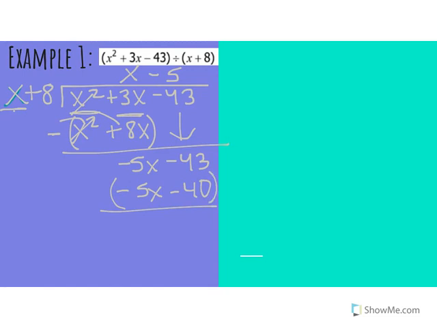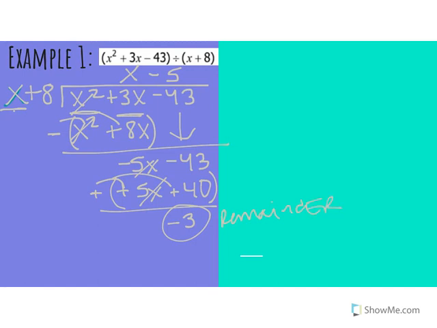Go ahead and make sure you put parentheses around that entire thing. There's your subtraction sign, which means that's going to be distributed to each of these terms, making everything positive when I distribute that negative, because they were both negative. That's the only reason why. So now negative 5x plus 5x, those cancel out. And then negative 43 plus 40, we have a negative 3. So right here, this is the remainder of my polynomial division.